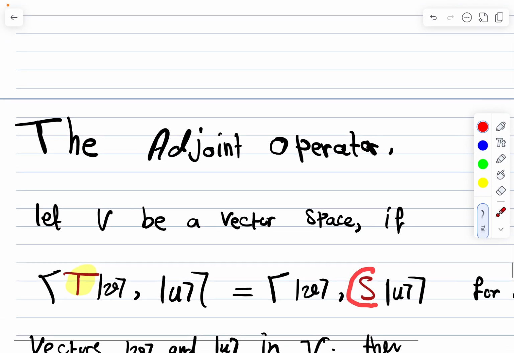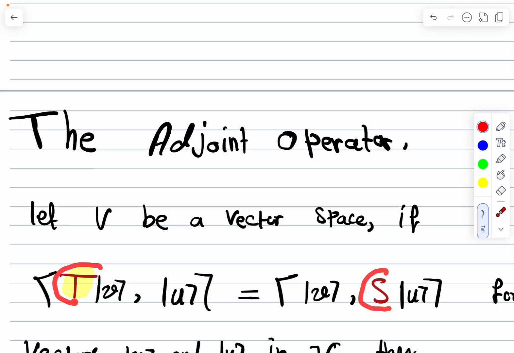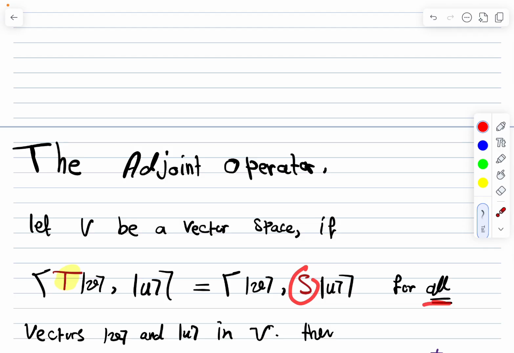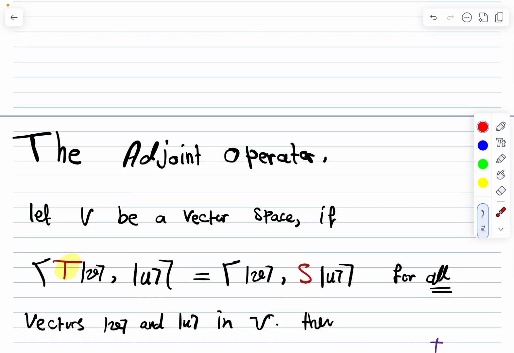So basically what I have done, I move this operator and I make it apply to the second element, or the second component, of the inner product. Okay, so we move it, and when we move it, we are not guaranteed that we have the same operator. No, we have a different operator. I just call it S, and this is for all V and U in my vector space.